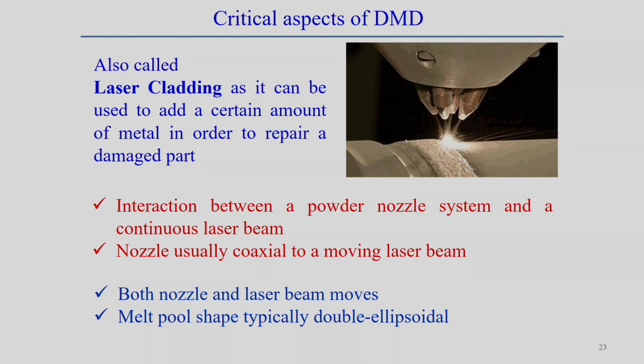Direct metal deposition is one of the critical aspects, and there has been some development in this additive manufacturing technology. But the modeling approach of direct metal deposition needs many aspects to be considered, and of course, we have to look at the different physical mechanisms involved during this direct metal deposition process.